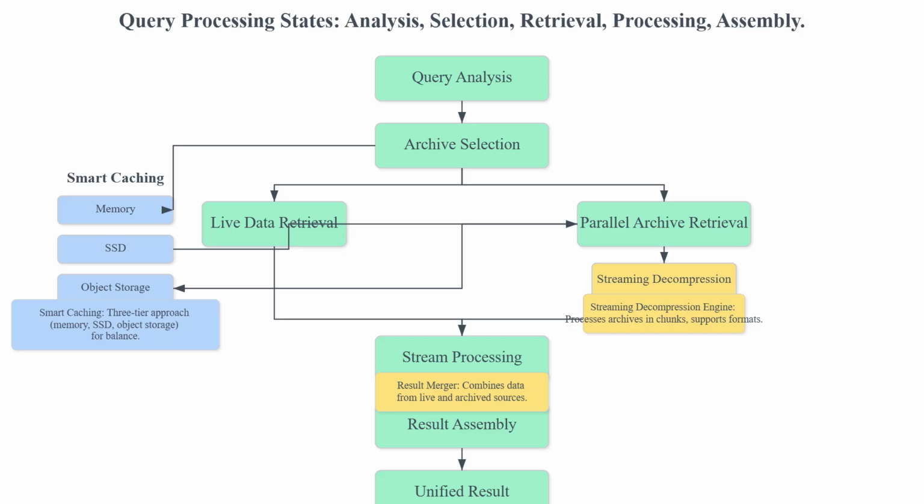The overall query processing states describe the journey, starting with query analysis, then archive selection, followed by parallel retrieval and streaming processing of data chunks, and finally, result assembly. To optimize this flow, we employ a smart caching strategy. This is often a 3-tier approach: metadata in memory, recently accessed archives on SSDs, and older data in cost-effective object storage. This balances performance with cost effectively.